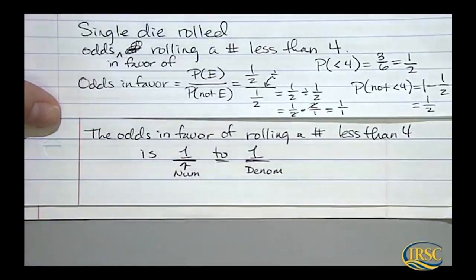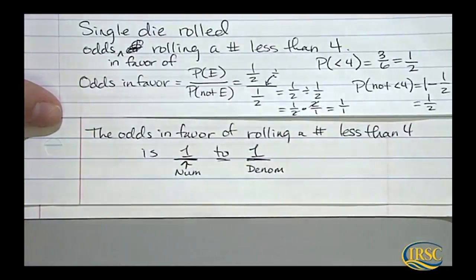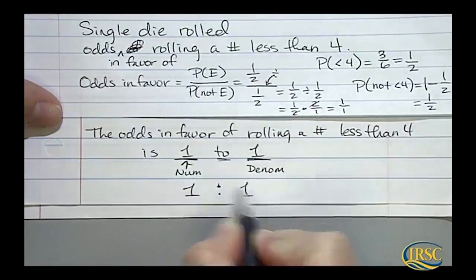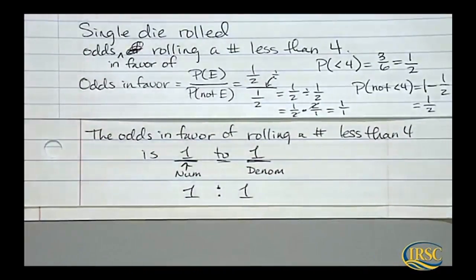The other way that they might ask you to write it is with a colon in between, and you'd say 1 colon 1. Same order of your numbers, but the colon means the word "to." So 1 to 1. Meaning for every number less than 4 that you roll, you can also roll a number 4 or greater. It's 1 to 1. Again, for every 1, 2, or 3 you can roll, you could also roll a 4, 5, or 6.